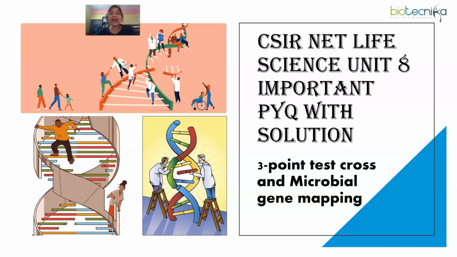This is Tithi here and welcome to another video where we are going to discuss Unit 8 important previous year questions with solutions. The topic that I'm going to cover today is one of the most important topics for the CSIR NET exam, and that is 3-point test cross and microbial gene mapping. So we'll be covering both of these topics. We'll be seeing some typical types of questions which are repeatedly asked in the CSIR NET exam. Let's get started.